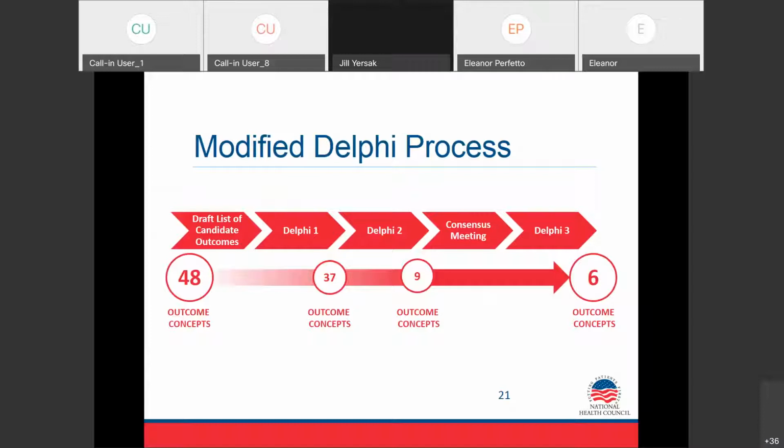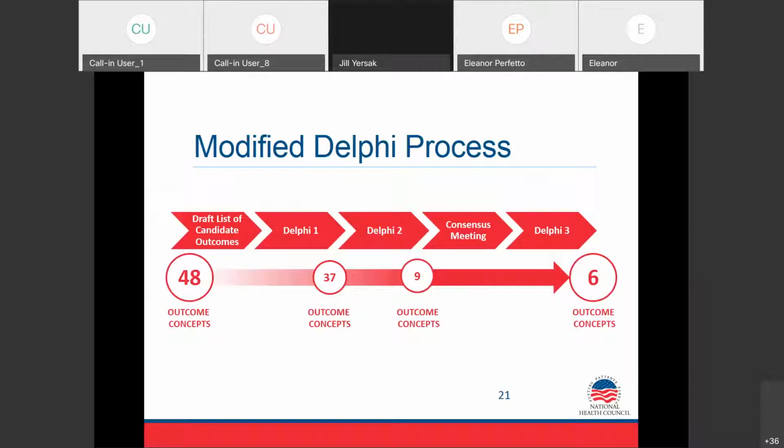So our basic process goes like this. We do a background review and look at all the clinical studies that have been getting done and identify all of the outcome concepts that have been used in this area and summarize them all into a list. In this case, we had 48.